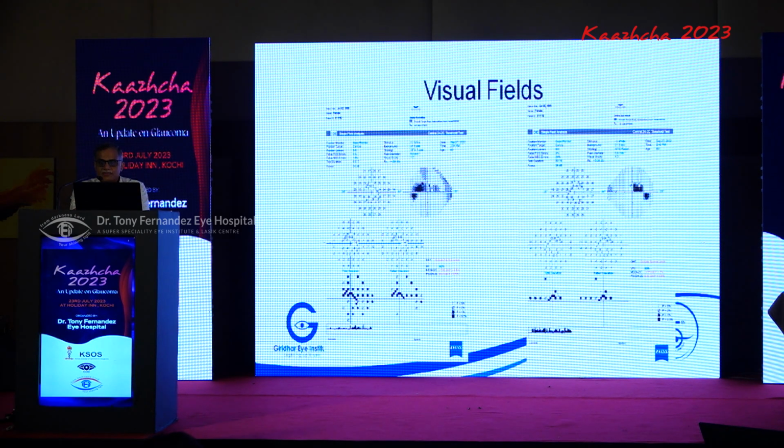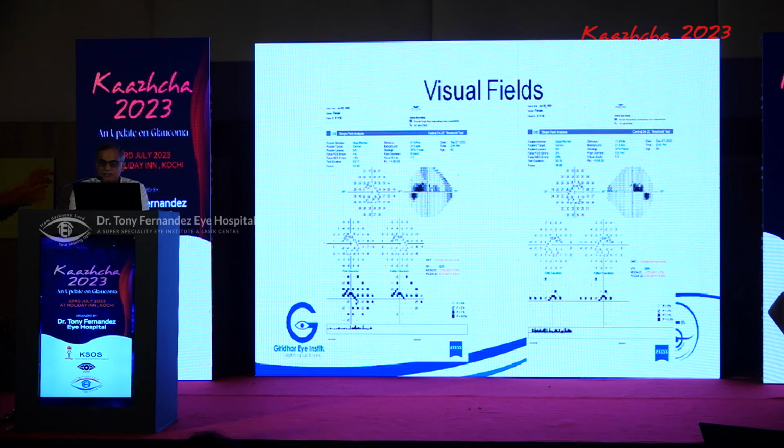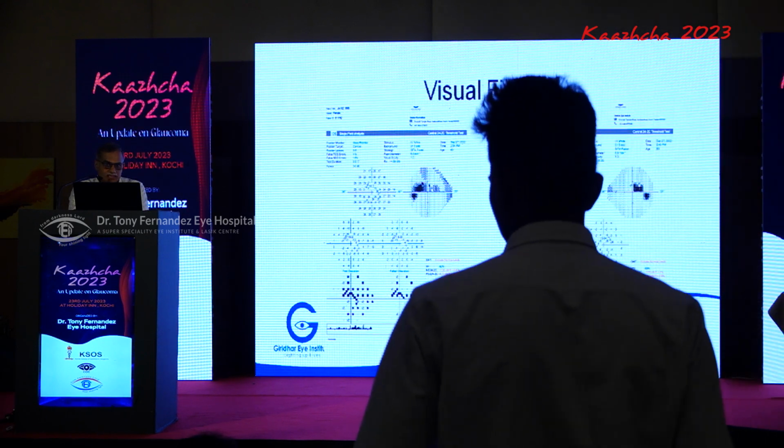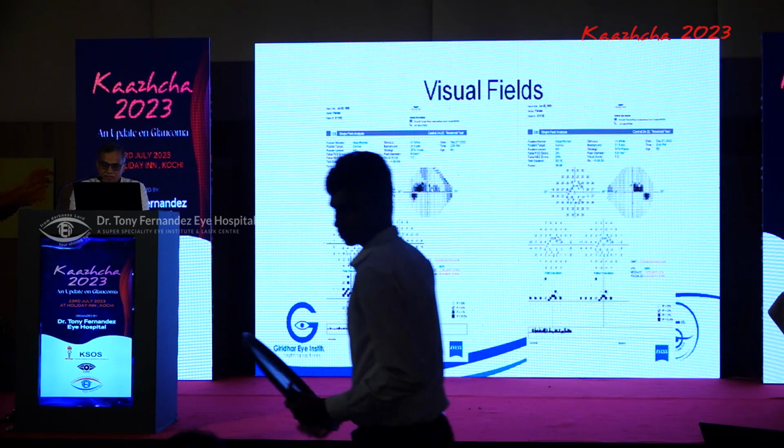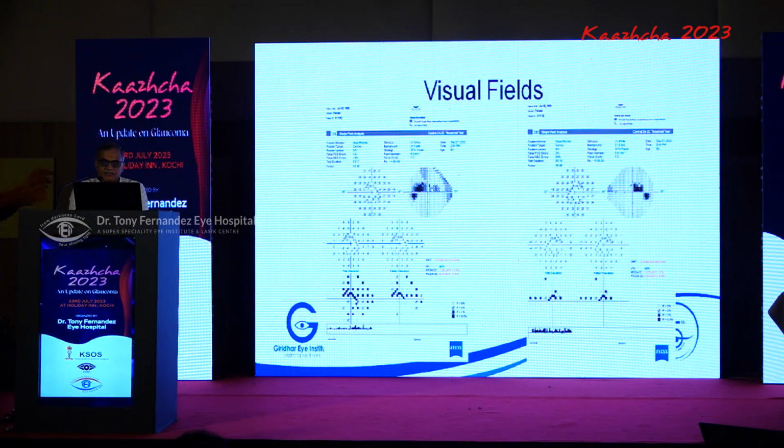So this is one of our patients. Earlier this sort of field used to be called Deringer fields. I don't see that term anymore, but it's like the shape of a gun. So these are typically seen in NTG patients.